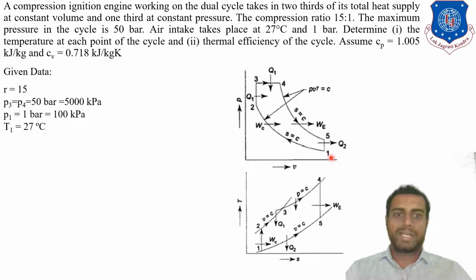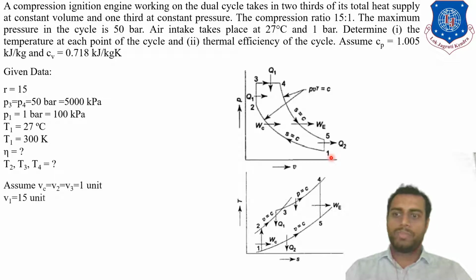Further, the temperature at the inlet is 27 degrees Celsius. So T1 is 27 degrees Celsius, and if you convert it into Kelvin, then it will be 300 Kelvin. Now you are supposed to find out the efficiency and T2, T3 and T4. So let's start the numerical. Let's assume that the value of V2 and V3 is 1 unit, and the value of V1 is 15 units.